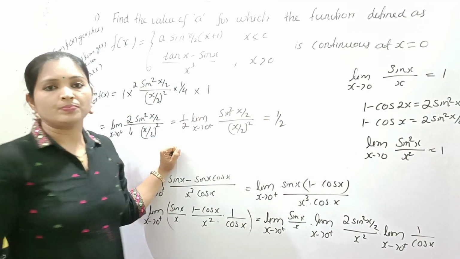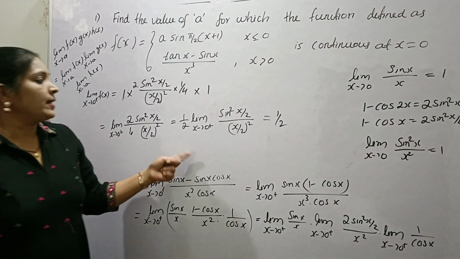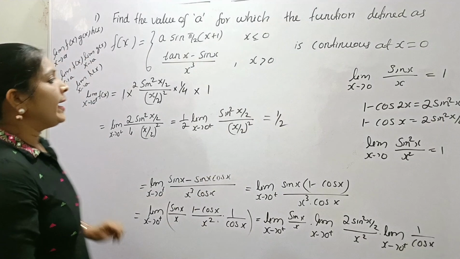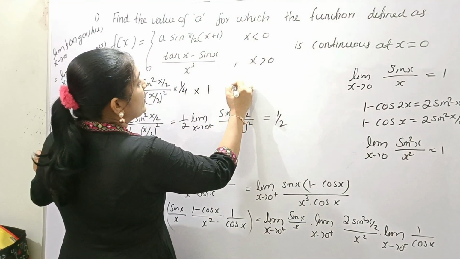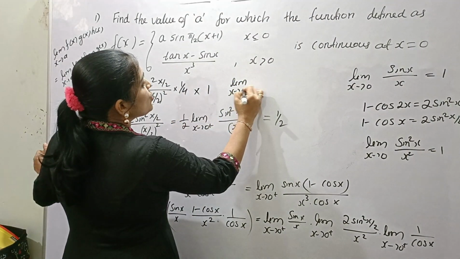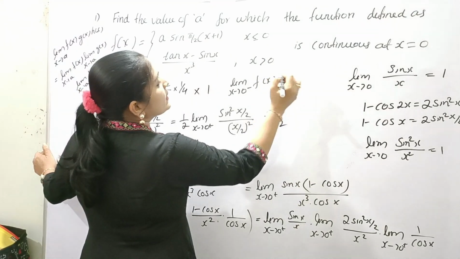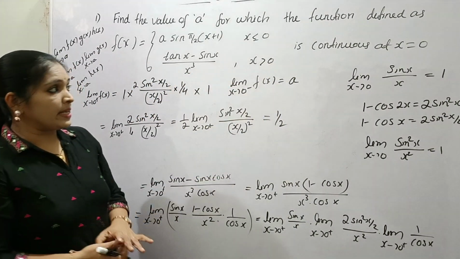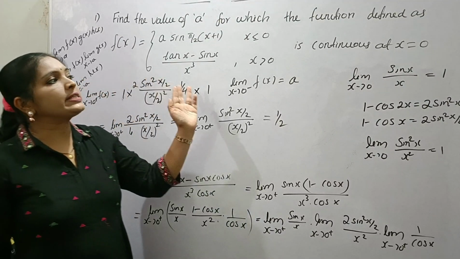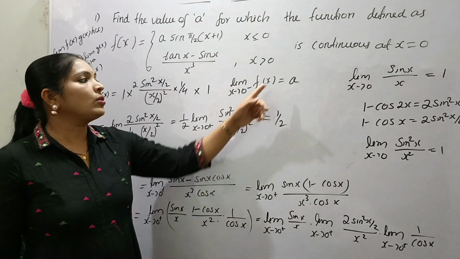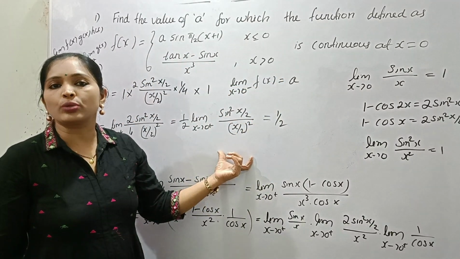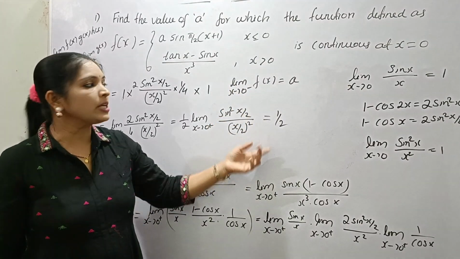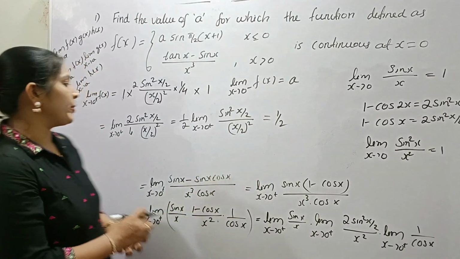Therefore limit x tends to 0 plus sin square x by 2 divided by x by 2 whole square is 1 by 2. Okay, then here we have got right hand limit is 1 by 2 and left hand limit is a, right? Limit x tends to 0 minus f of x, that we have got a, right? So here it is given that this function is continuous at x is equal to 0, therefore left hand should be equal to right hand limit, right? Left hand limit is equal to right hand limit. Therefore, a is equal to 1 by 2.